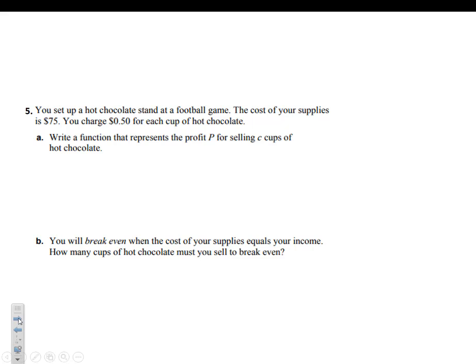So the first thing we have to talk about is this function. We're going to write a function, so that's our function rule. Our function is the rule. And what does our rule look like? It looks like an equation. And then it says that it represents the profit for selling C cups.